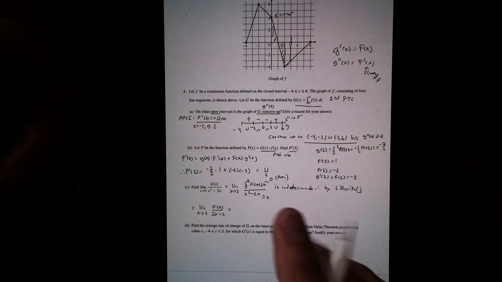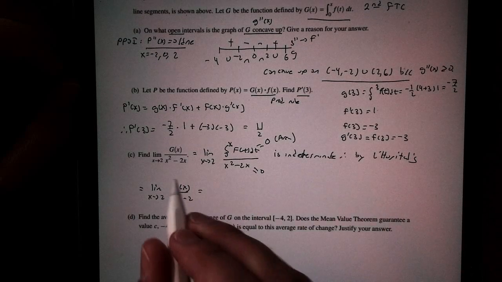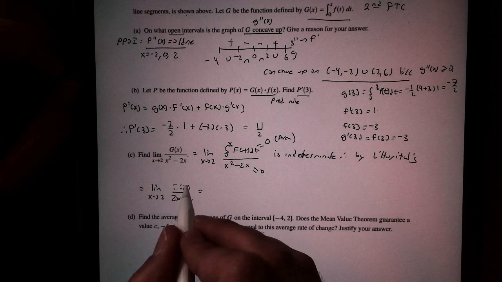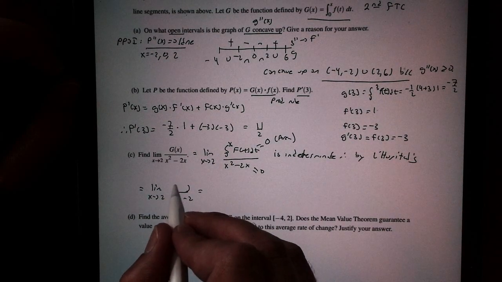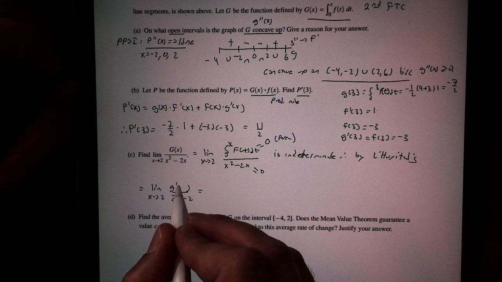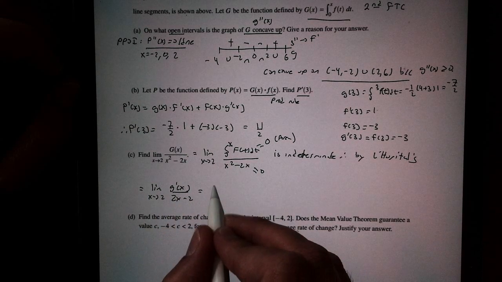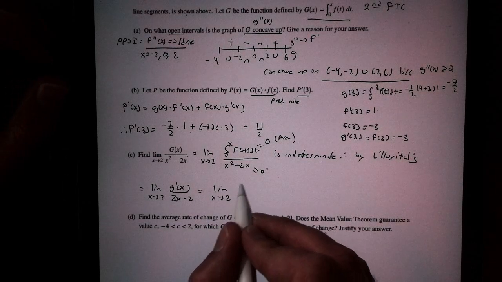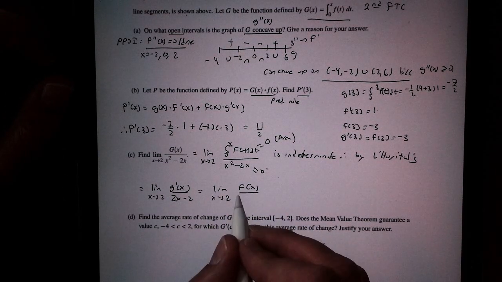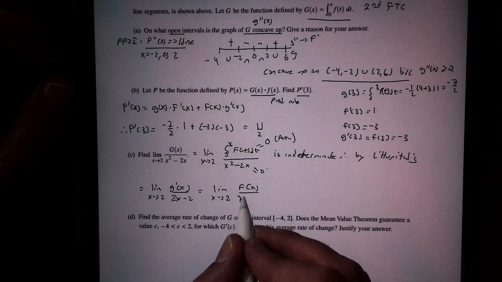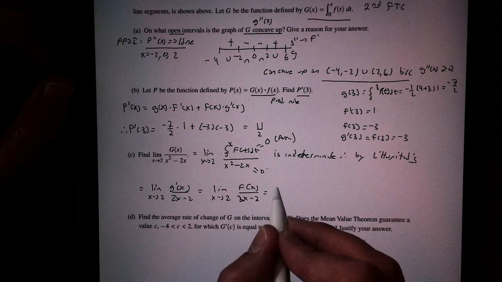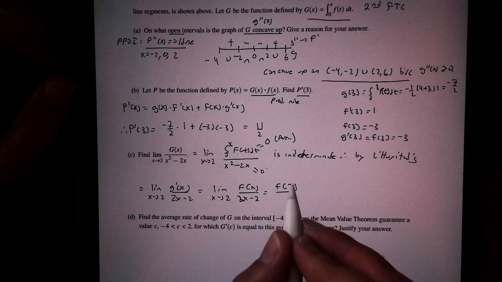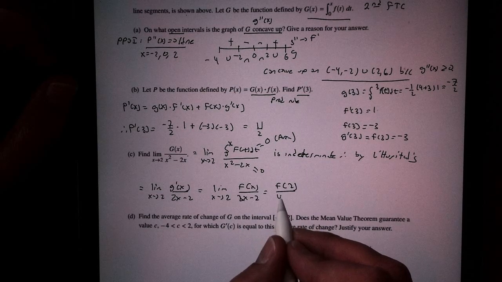Oops, sorry. I messed up. The derivative was g prime of x. I got a little bit ahead of myself. That was g prime of x. And if I plug in g prime of x, remember that g prime was f of x. So this becomes f of 2 over, if I plug 2 in, 4 minus 2.